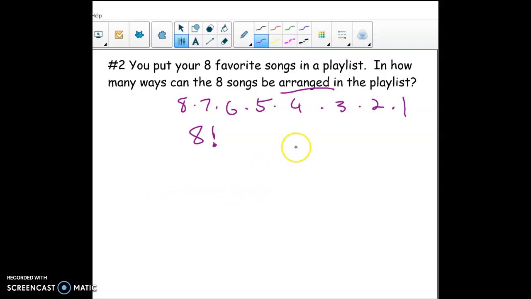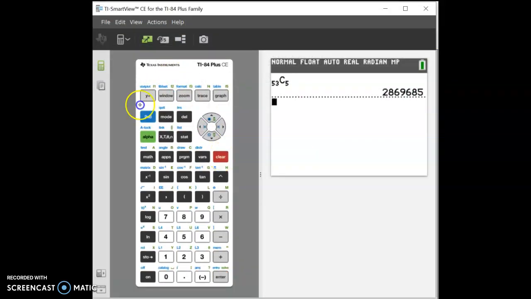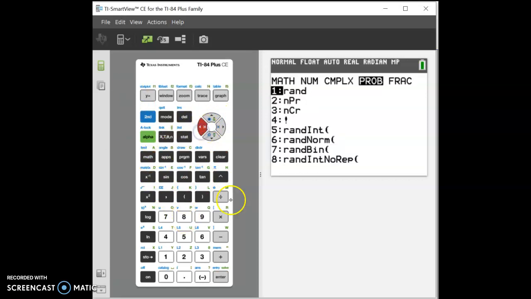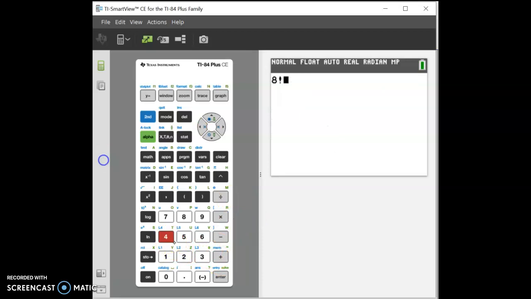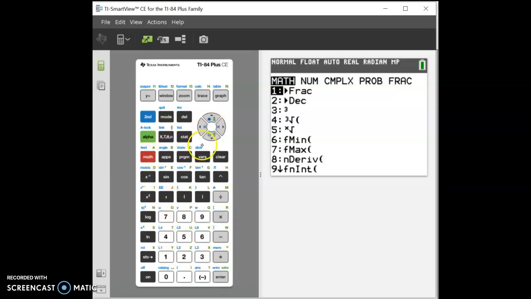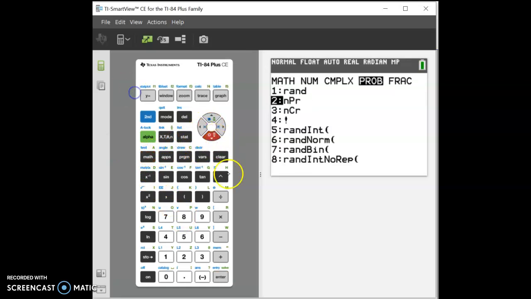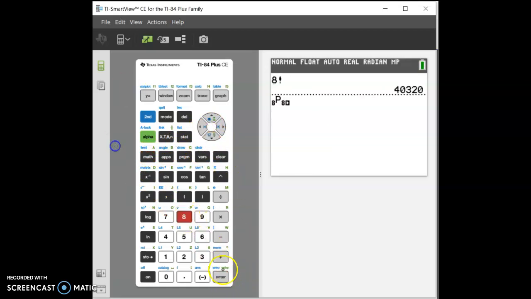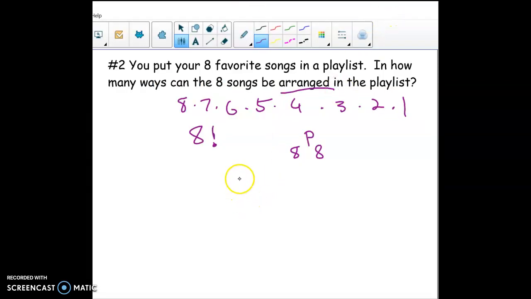The other way to think of this is you can do this as a permutation, because the order matters, and you're picking 8 out of 8. So you can also do 8P8, and that will get you the same answer. So on the calculator, those buttons again, if I just do math, and go to probability, number 4 is my exclamation point, and then I can do 8, math, probability, and do permutations, 8 of 8, and that should be the same answer. So 40,320 different playlists here.